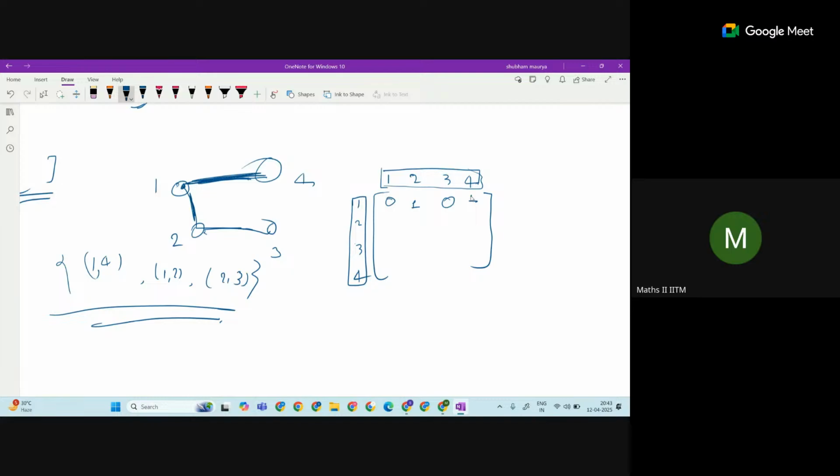2 and 1 is connected, so this entry is 1. 2, 2 is not connected to itself. 2, 3 is connected, yes, so here is 1. And 2, 4 is connected? No. Are you able to get it, all of you? This is how you can easily form the adjacency matrix.